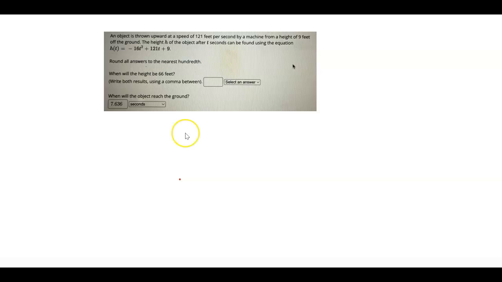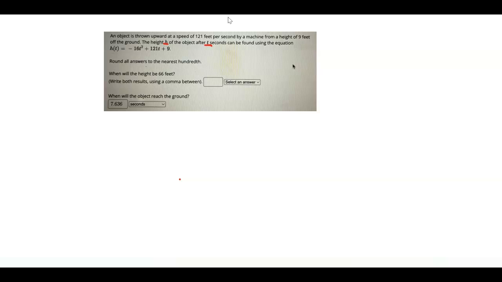An object is thrown upward at a speed of 121 feet per second by a machine from a height of 9 feet off the ground. The height h, that's important, of the object after t seconds can be found using the equation h of t equals negative 16t squared plus 121t plus 9. Round all answers to the nearest hundredth.